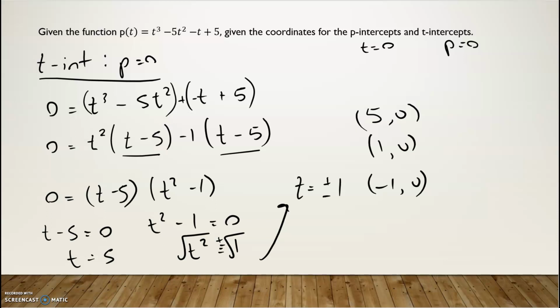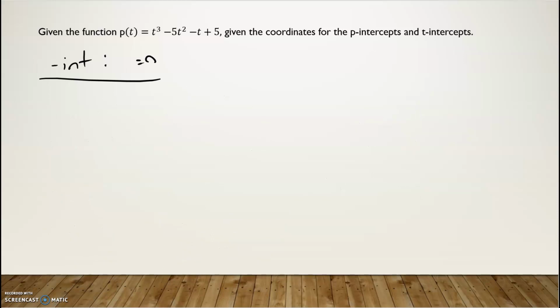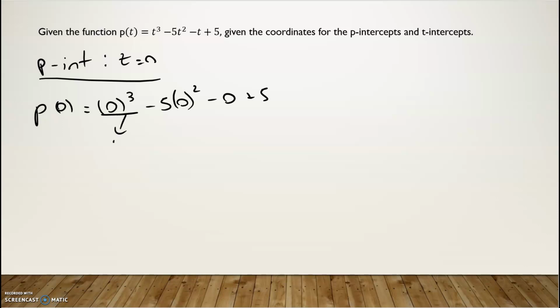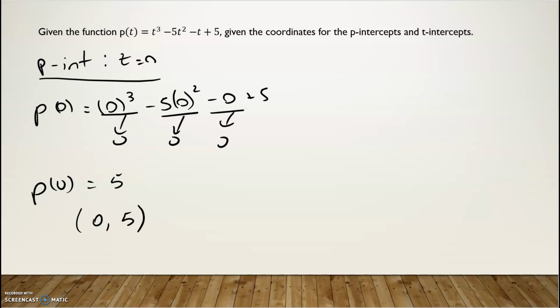Okay, now let's go back and find the p-intercept. Okay, so the p-intercept is the same thing as saying t is equal to 0. So p of 0 is 0 cubed minus 5 times 0 squared minus 0 plus 5. This term will go to 0. This term will go to 0. This term is 0. So it looks like p of 0 is equal to 5. Okay, so the coordinates here will be (0, 5). So that would be our p-intercept there.